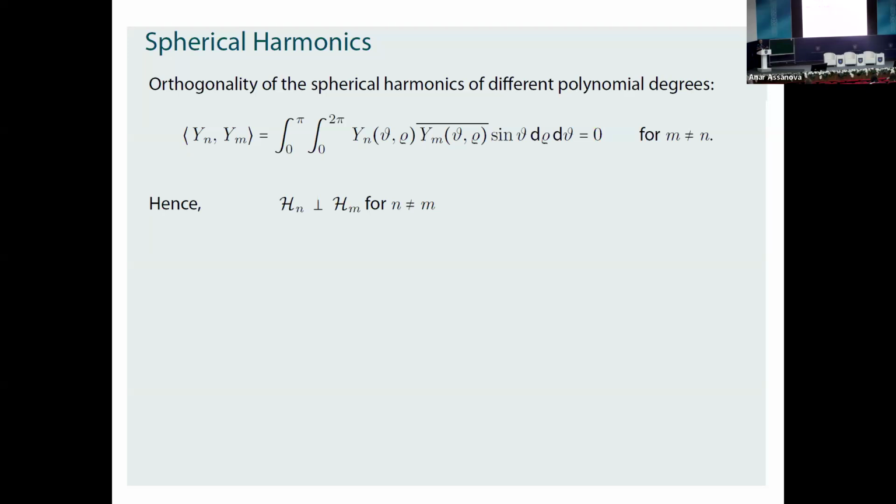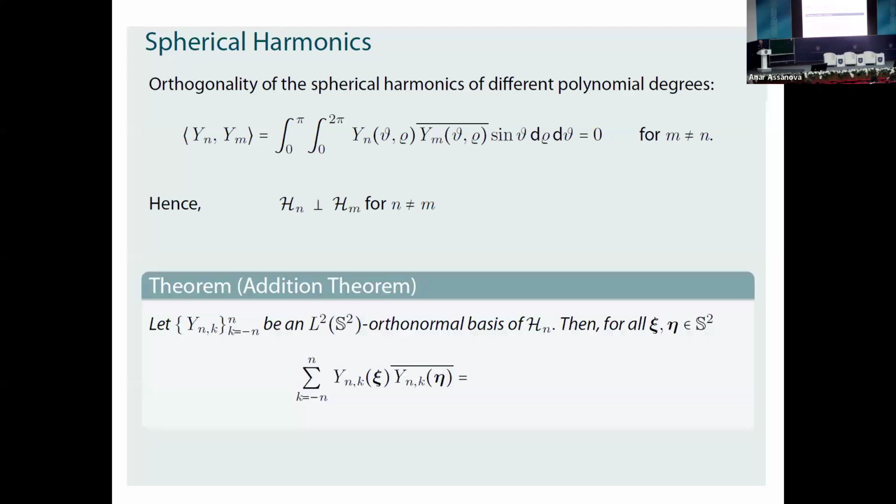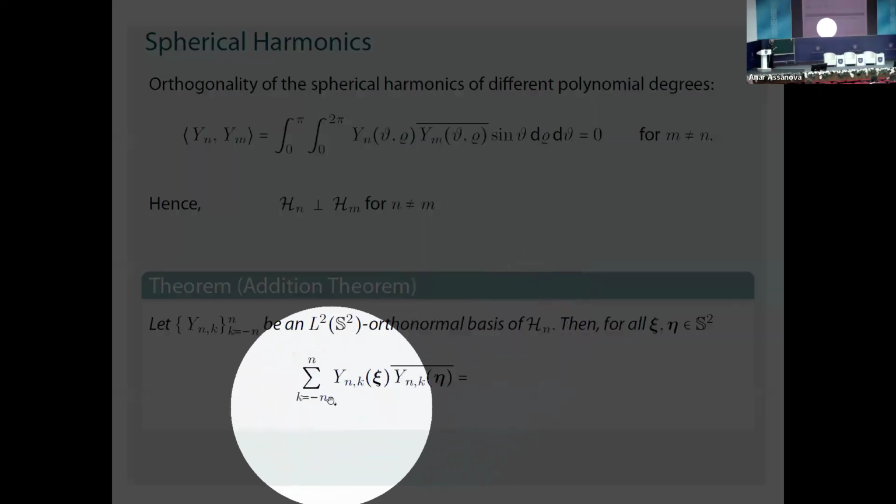Let's summarize at this point. We have now an orthogonal decomposition of our polynomial spaces into these harmonic spaces Hn, which span then the whole polynomial space. And next part, we want to compute such a sum here.